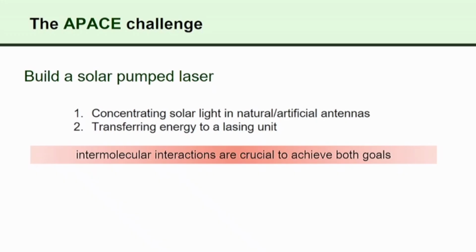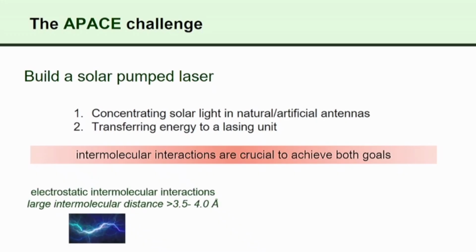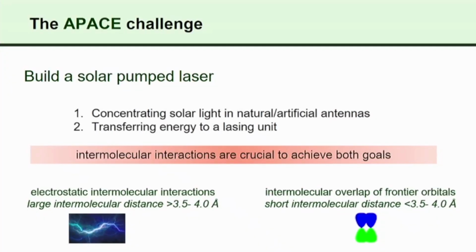And actually, there are two kinds of interaction. Most of my talk, I will discuss phenomena which are related to electrostatic intermolecular interactions. And the banner here will appear sometimes to remind you we are talking about electrostatic interactions. Then there are other possible interactions, those related to the overlap between the frontier orbitals. And I will just talk a little bit about these kinds of interactions to discuss basically Dexter energy transfer.